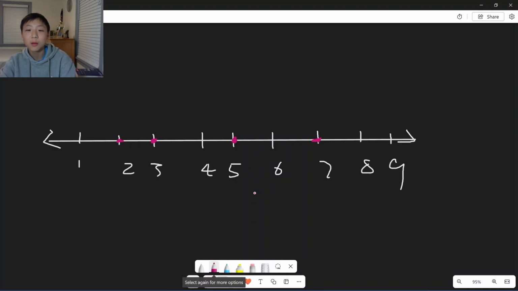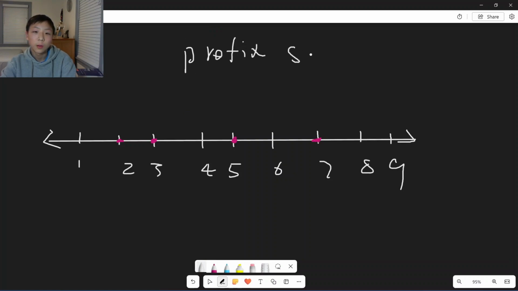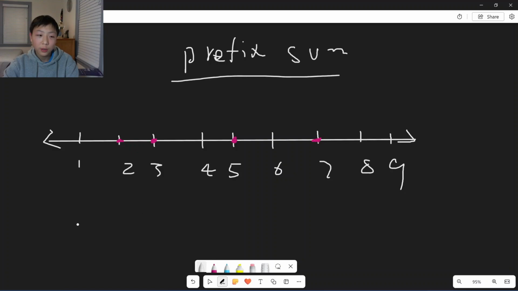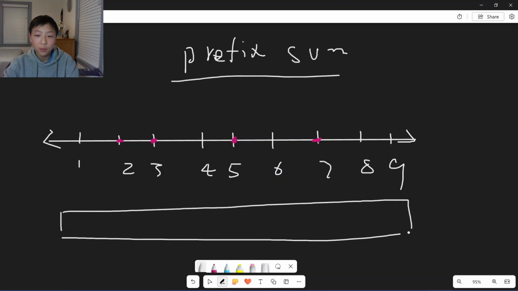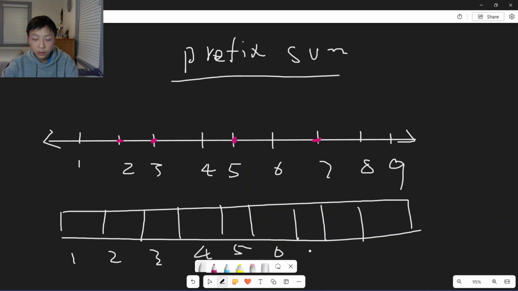Now the second thing that came to my mind was prefix sum. For those of you who don't know what prefix sum is, I've provided a link in the description, and if you go to that link, you can learn about prefix sum. But right now, I'm just going to go over it briefly. For prefix sum, we're going to have an array representing all the positions on this position line. It's going to be first, second, third, 6, 7, 8.